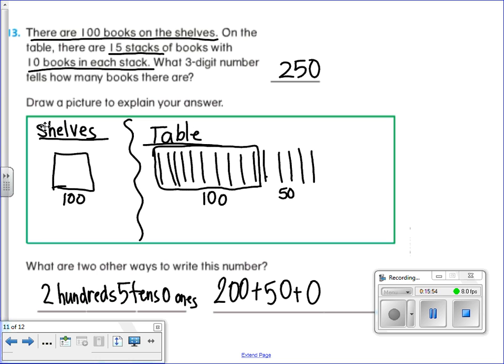Anything else for that one? Matthew? There's one more. Yep. 250, but write in the number form. So I can write it like two hundred fifty. Great. Great. Anything else? Sarah?